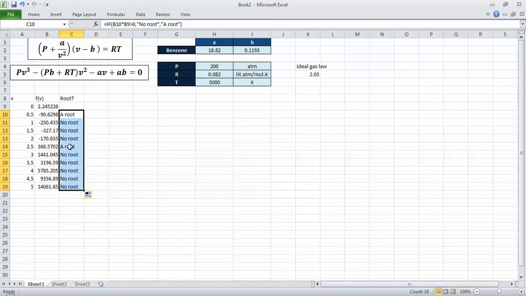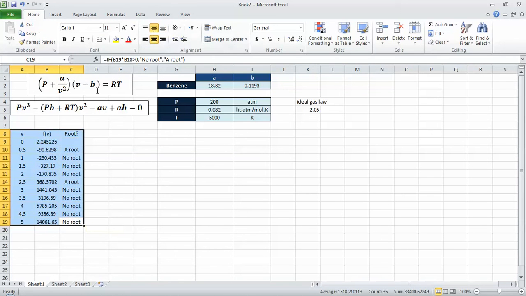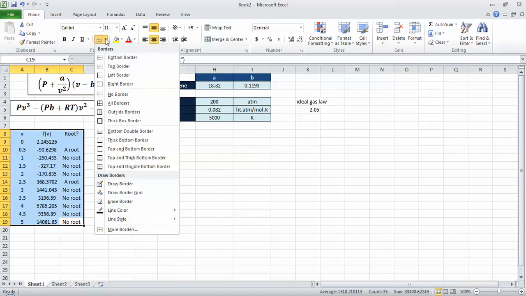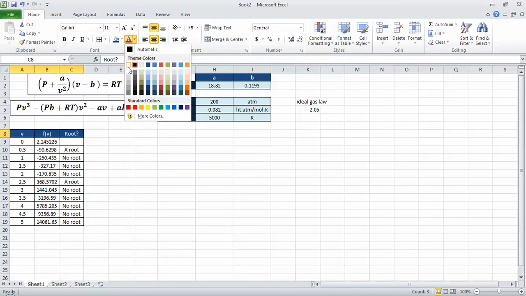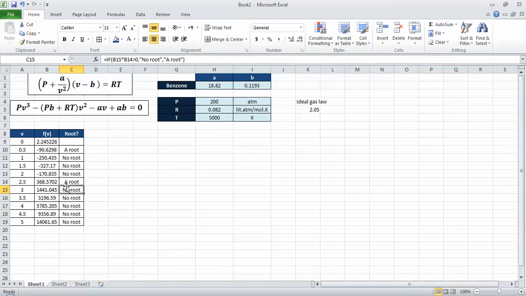Okay, so you can see from this, again, I like to make everything centered. I'm sorry for that, but this is how I like to see my Excel sheets. So from this you can tell that there is a root between 0 and 0.5, and there is a root between 2 and 2.5.